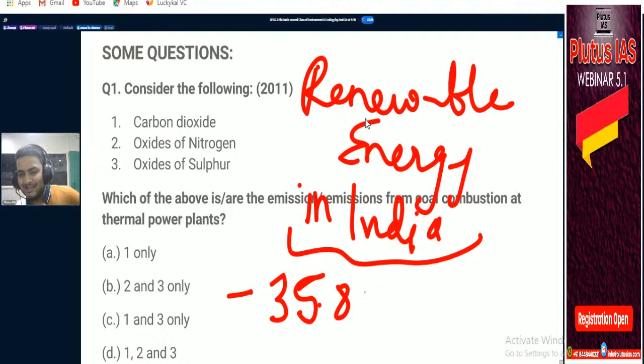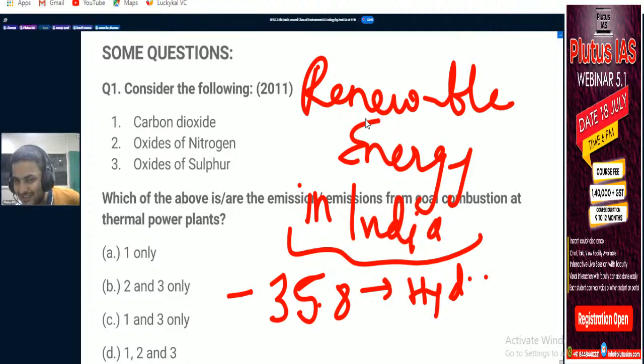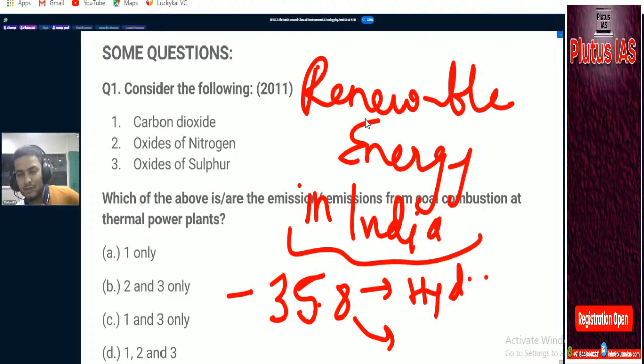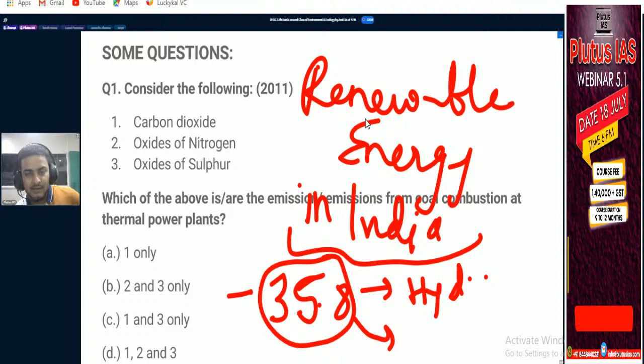So if I exclude the water, hydroelectricity, then what would be the percentage? It's around 21%. Let us conclude on approximately 20%, because that 13-14% was due to hydroelectricity, which was recently added into renewable energy.